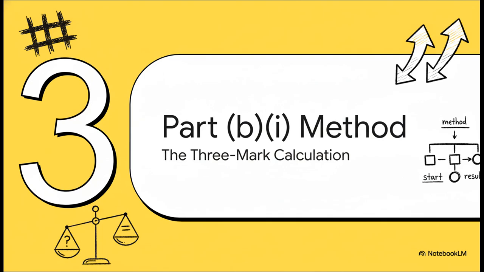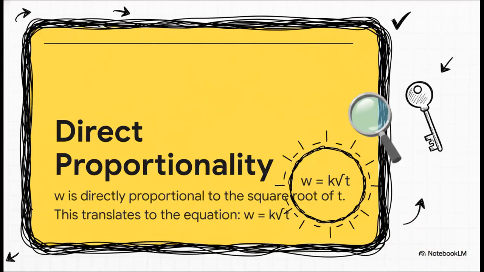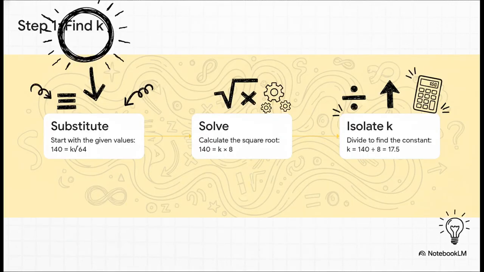Okay, let's move on to the calculation part. We're now in part BI. This is a 3-mark question, a very standard problem, and the marks are all about showing a crystal clear method. The absolute first thing you have to do, and this is how you bag your first method mark, that M1, is to turn that sentence into math. Just writing down W equals K times the square root of T shows the examiner you know exactly what you're dealing with.